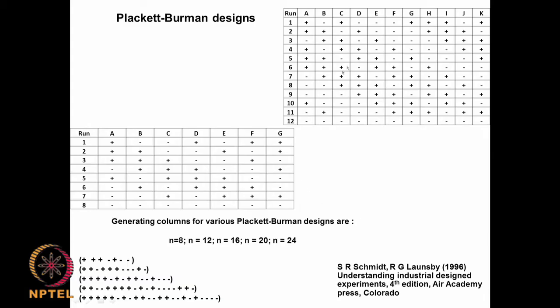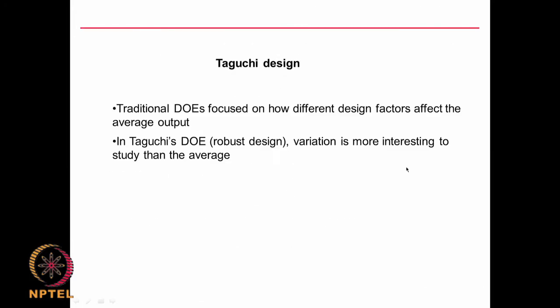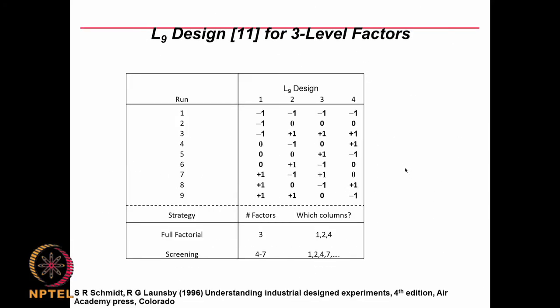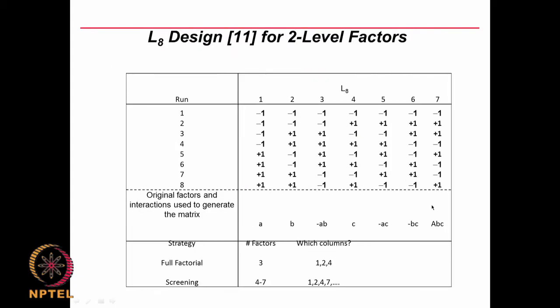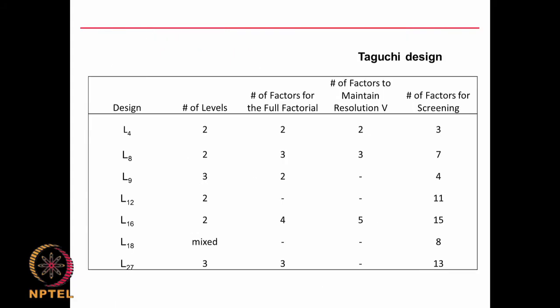So, for 11 factors I can use a Plackett-Burman design and do 12 experiments, or I can pick up this Taguchi table for L12, I have 11 factors and I can do a screening design, okay. So, I have both the options actually, I can take Taguchi or I can take Plackett-Burman for 12 experiments.